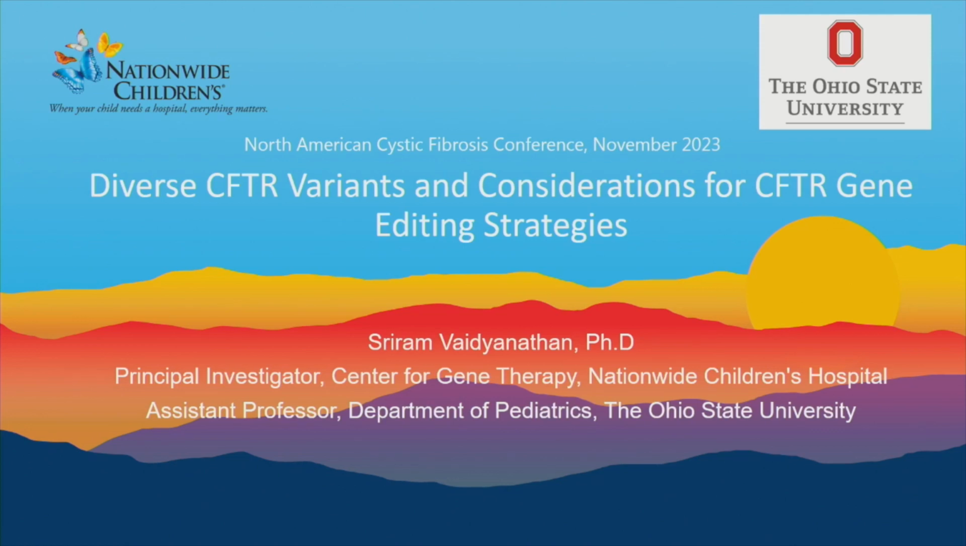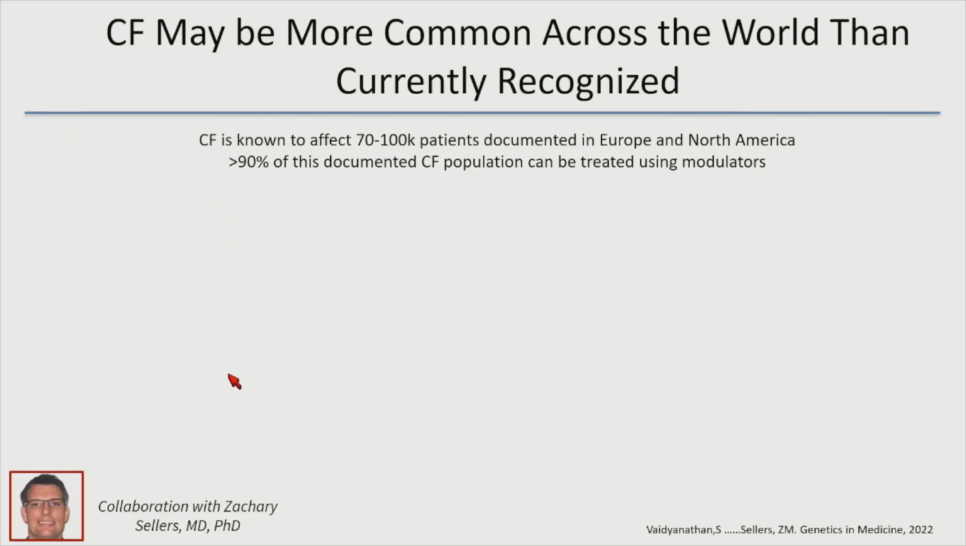So today I'll be talking about the diversity in CFTR variants and considerations for CFTR gene editing strategies. I think the first two lines here, everybody's familiar with, right? We know that there are about 70 to 100,000 people with CF worldwide. These people have mostly been documented to be living in Europe and North America. And over 90% of this documented population can be treated using modulators.